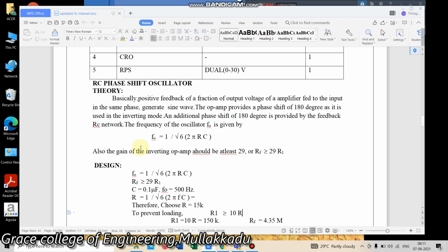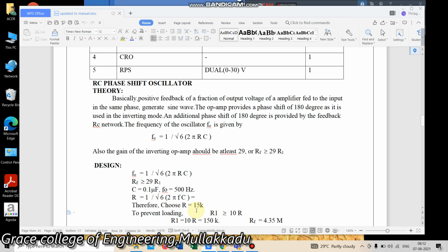Setting the frequency and the capacitance value, we are going to find the value of resistance and design. Keeping f0 equal to 500 Hz and C equal to 0.1 microfarad, we have to calculate the value of R. We obtained R is equal to 15K.